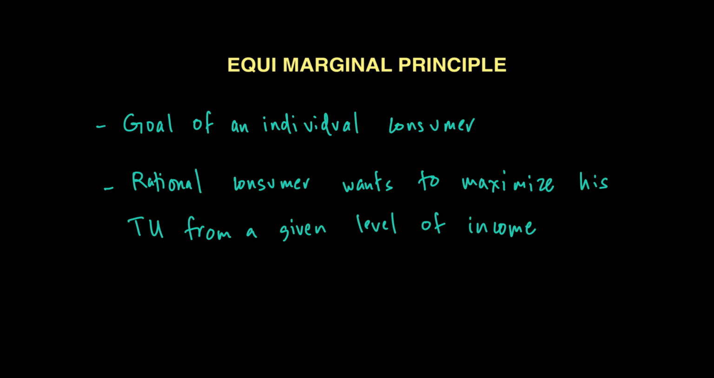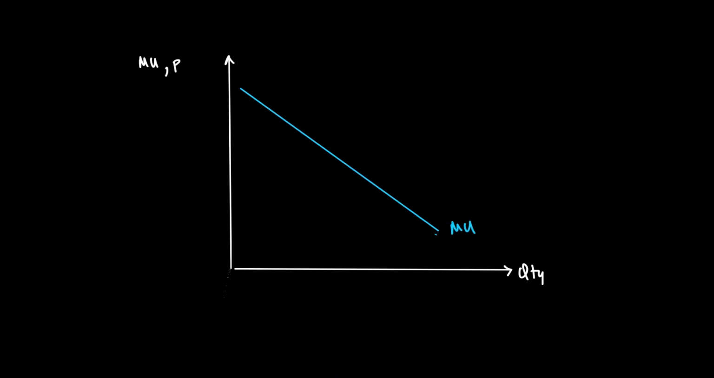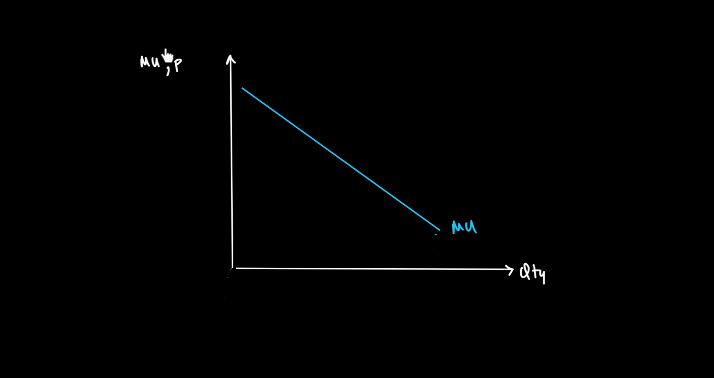But if marginal utility were measured in terms of money, one could argue then the MU curve would become the person's demand curve. So let's assume that this is the MU of an individual. On my x-axis I have quantity, on my y-axis I have MU, comma, price, and there's a reason why I wrote price here. But let's assume you are planning to buy Q star quantity.